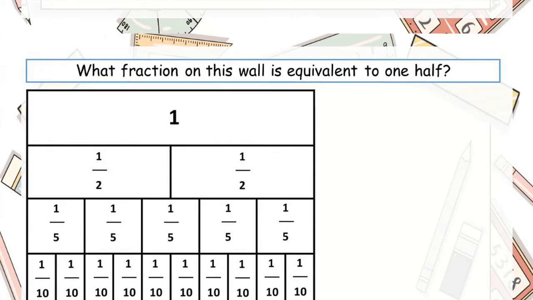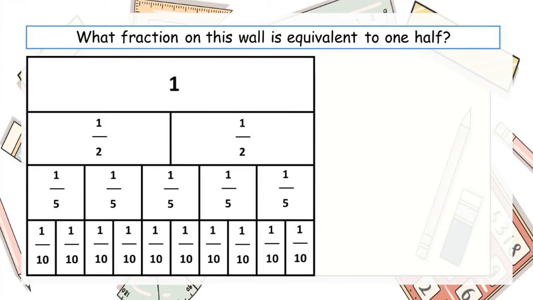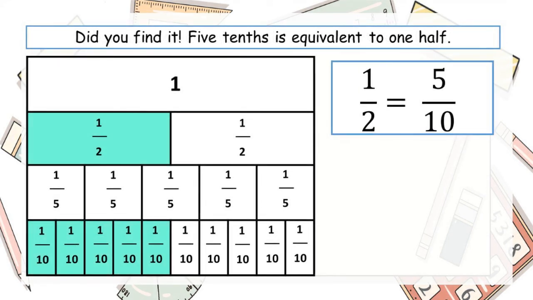So what fraction on this wall is equivalent to 1/2? Can you pause the video and see if you can figure out the answer? Well, exactly the same as the last time. We go into 1/2, we colour it in if we want to like this, and we follow the line all the way down until we get an equivalent fraction. And here we go, we've got tenths. And 1, 2, 3, 4, 5 tenths is equal to 1/2.